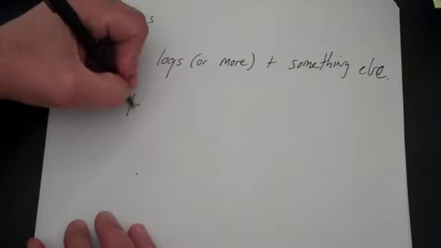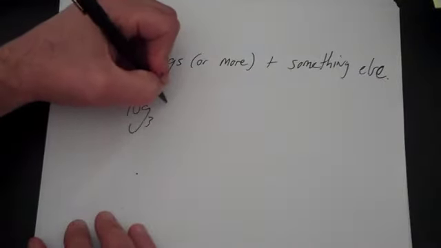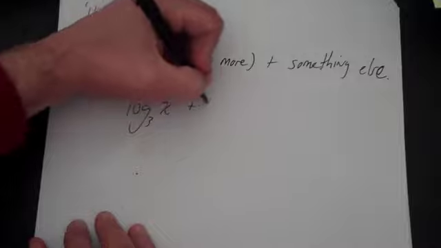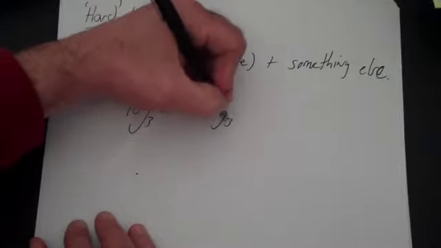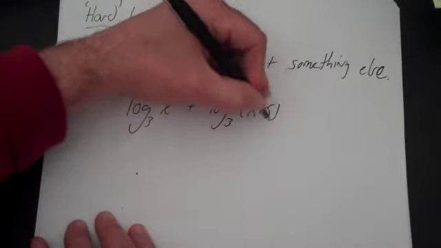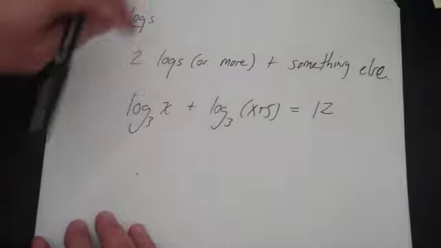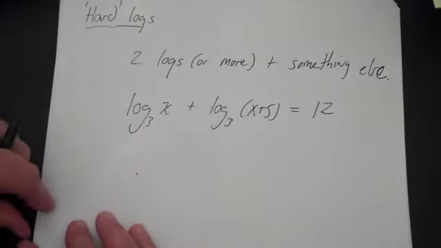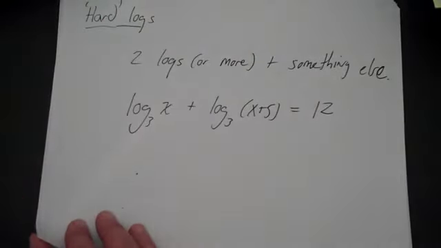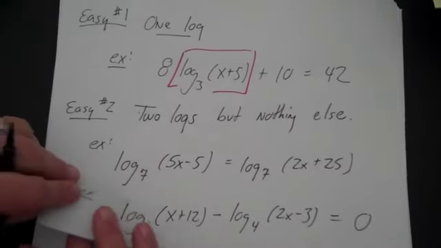An example of that might be log base 3 of x plus log base 3 of (x plus 5) is equal to 12. If you notice here, we have two logs and a number, and that's what makes this a hard problem, or harder at least. So we have three types of problems.